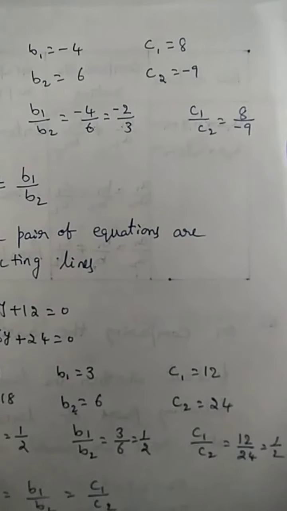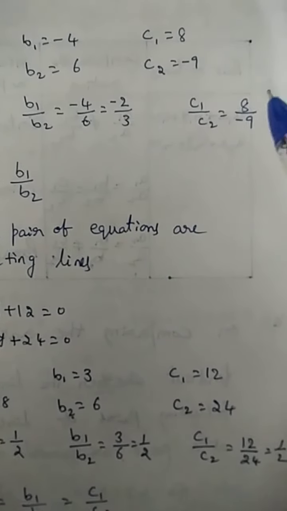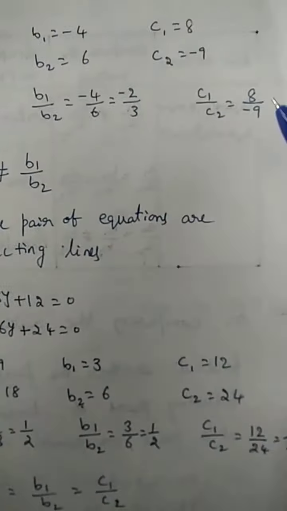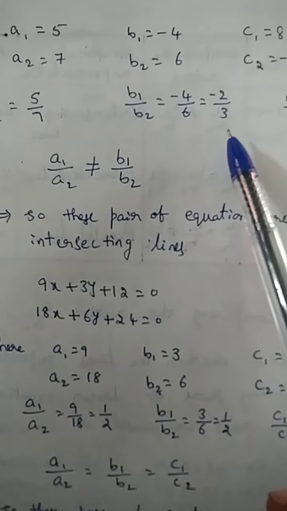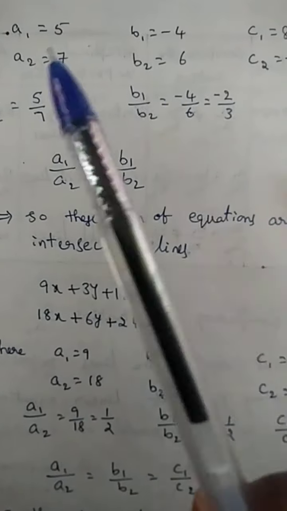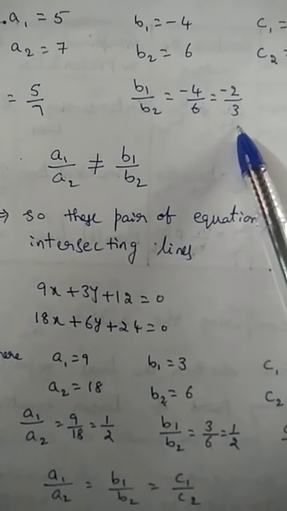c1 by c2 is equal to 8 by minus 10, or minus 8 by 9, whatever it is. Then here you can observe whether the a1 by a2 result is equal to b1 by b2 or not. No, both are not equal here. 5 by 7 is not equal to minus 2 by 3.